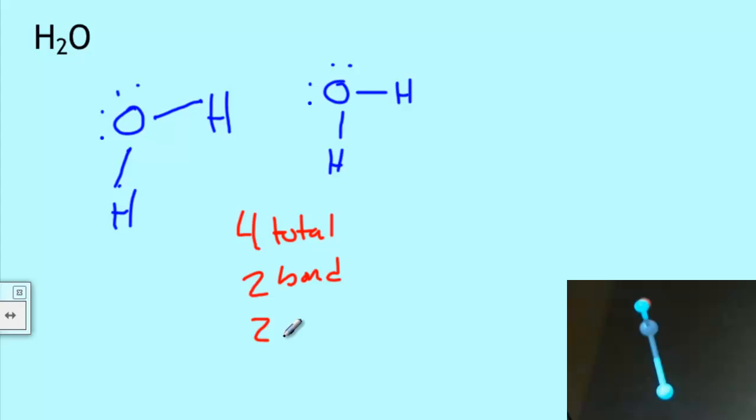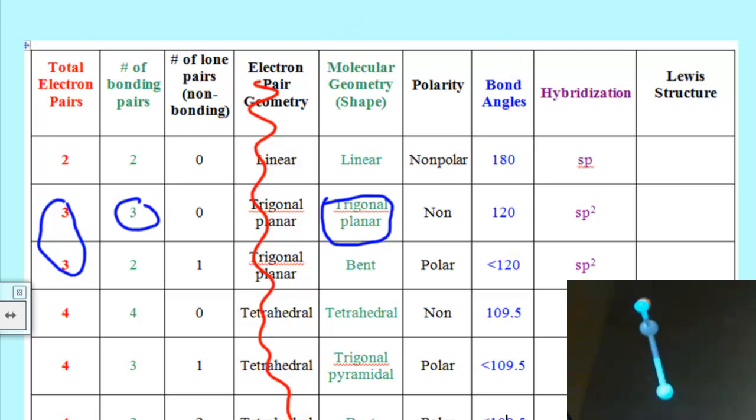Okay, and I've got 2 non-bonding, or as we would normally call them, lone pairs. These are called lone pairs or non-bonding. So again, hop back to our chart. And you guys, again, you've got the chart in front of you, so make sure that you're using it.